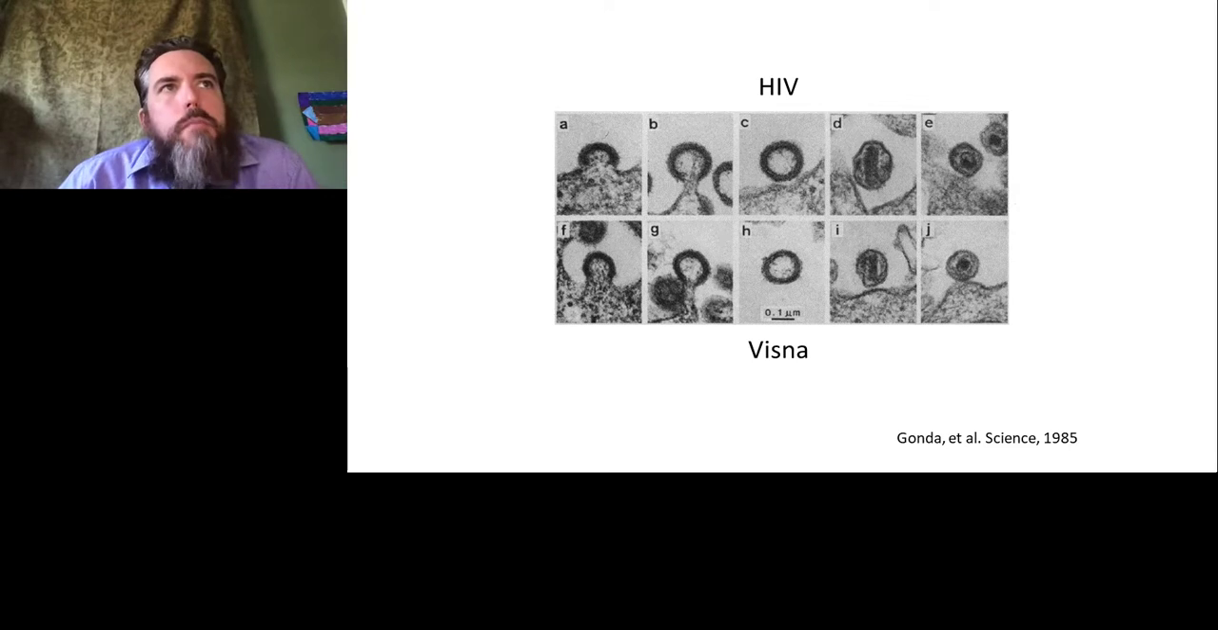These are electron micrographs, and they show you very clearly that HIV and visnovirus, which is this virus that affects sheep, have similar budding processes, so their biogenesis is similar, and then their morphology is also quite similar. So you can see that electron-dense shell, you can see that there's an electron-dense core that forms after release from the cell.